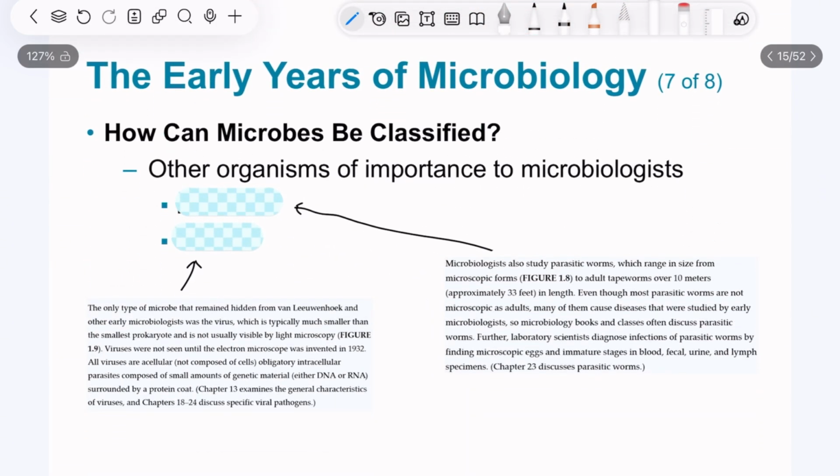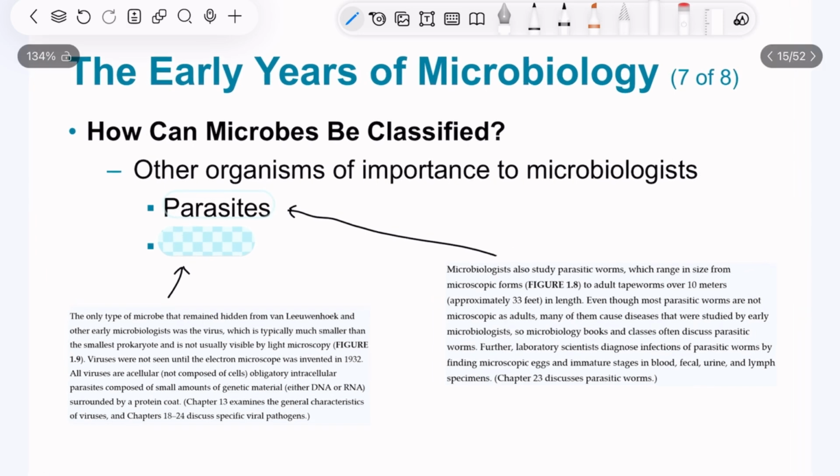So there are other microorganisms of importance to microbiologists. We first have parasites. Microbiologists also study parasitic worms, which range in size from microscopic forms to adult tapeworms over 10 meters. Even though most parasitic worms are not microscopic as adults, many of them cause diseases that were studied by early microbiologists. So microbiology books and classes often discuss parasitic worms.